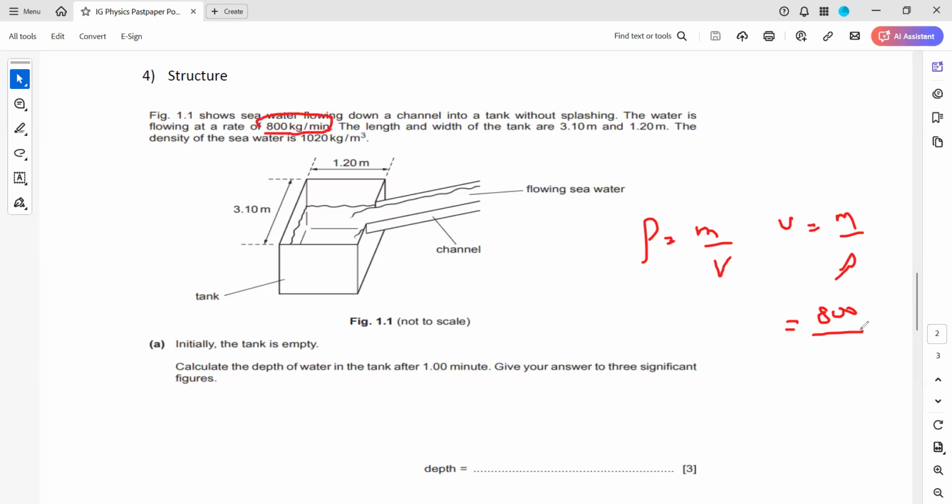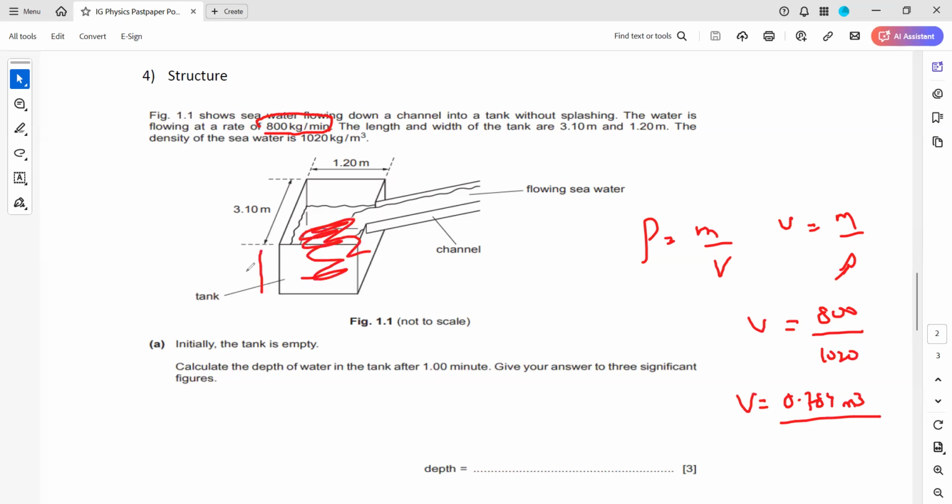Sir, if we write D for density, is it fine? It's fine. D or rho, both are correct. The density is 1020. What is the volume that enters? How much is it? 0.784 meter cube. That's the volume of the water which entered this tank.